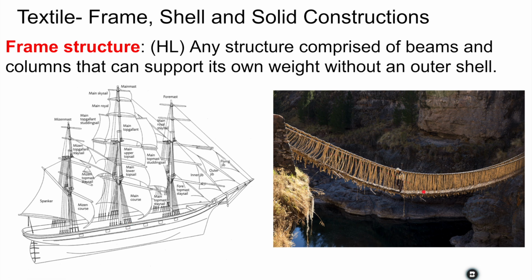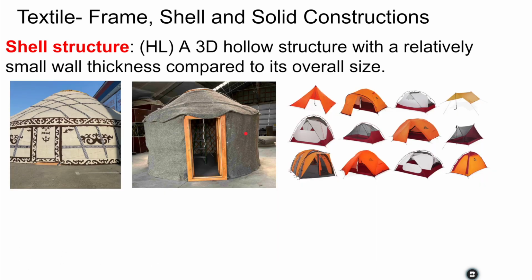This bridge is also considered a frame structure, but again, it's difficult to think of a frame structure solely made out of fabric. What you usually find are shell structures with fabric. So for instance, right here, you can see the felt on this, and you can think of a tent. A tent is a great example of a shell structure. It does have a frame, but the frame is usually made out of aluminum or some other metal, and then the cloth is tensioned over the top of it.